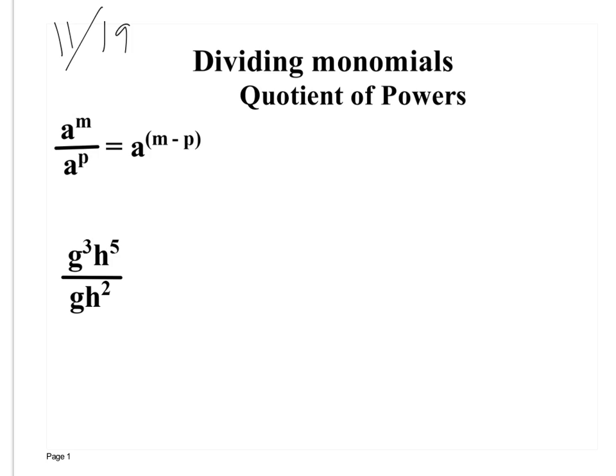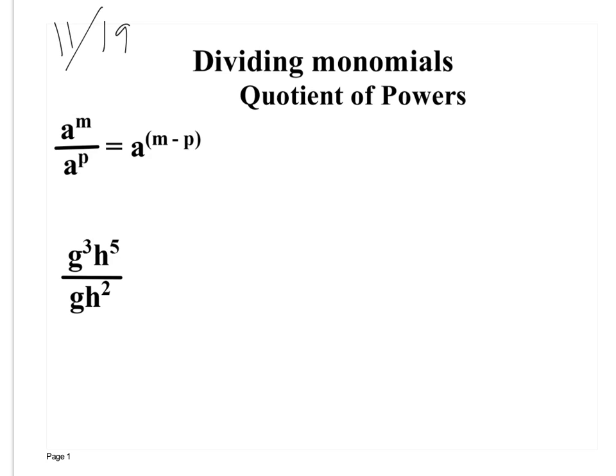When you're dividing two things that are raised to a power, as long as it's the same base, you just subtract the exponents. So a to the m over a to the p, you just subtract m minus p. So let's do the same thing here. Okay, g to the third, h to the fifth over g h squared.